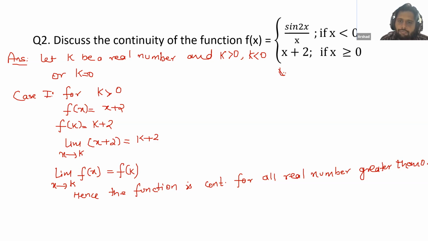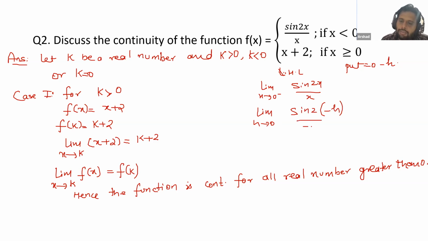Okay, if you're finding the LHL, then LHL means limit x tends to 0 minus of sine 2x by x. Then you will put x equal to 0 minus h. So what you will get here is limit h tends to 0 of sine 2 minus h by minus h. What is sine of minus 2h? It will be minus sine 2h by minus h. Minus will cancel out.